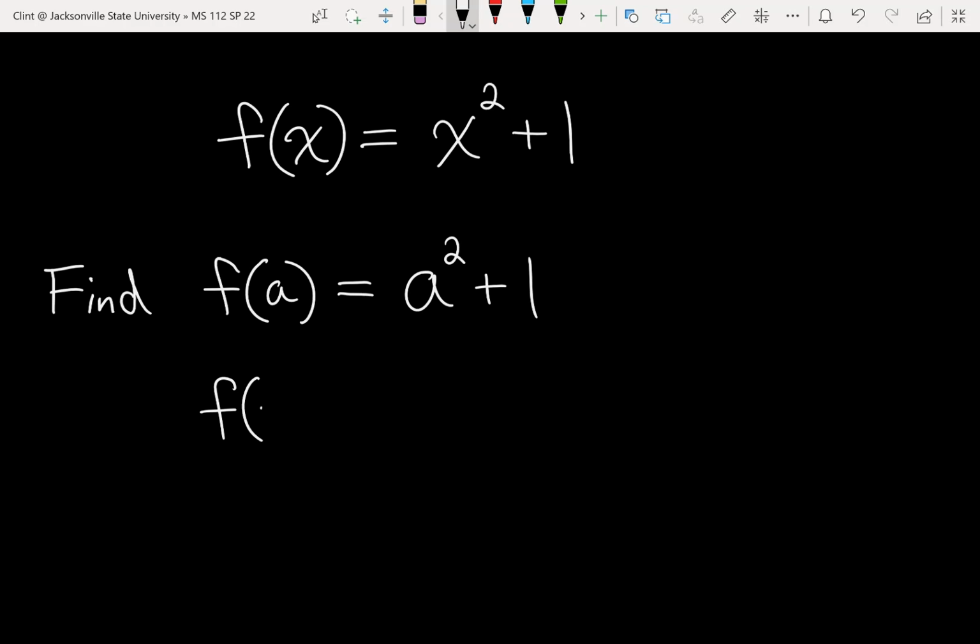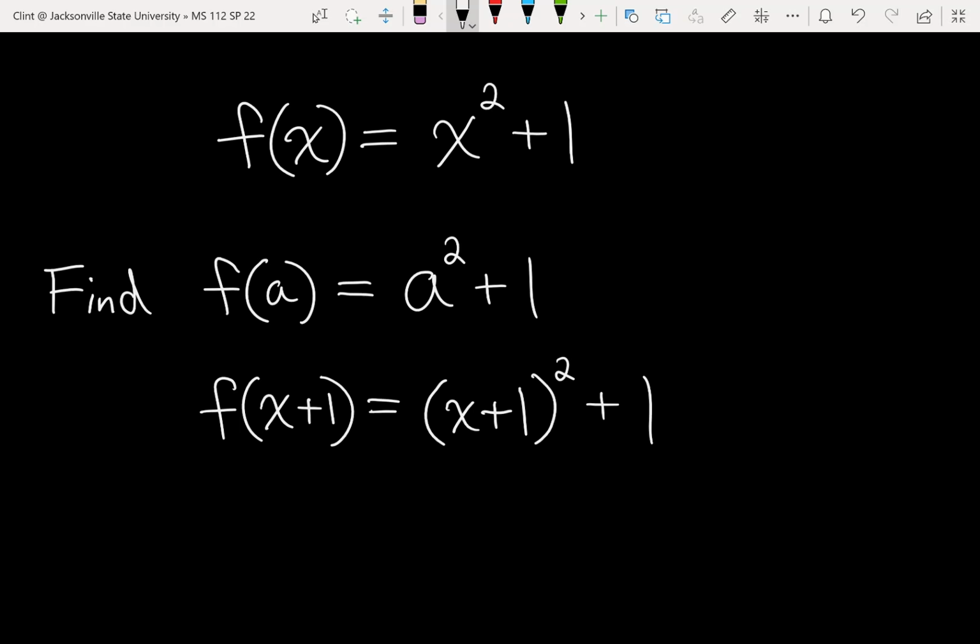Other kind of weird things we could do. What if we wanted to find f of x plus 1? We can do it. We do it the same way. Maybe it's a good idea to just put some parentheses where our x was, and then we just plug in whatever we want to use for our input. In this case, our input's going to be x plus 1. So that would be what we get, x plus 1 squared, and then plus 1.